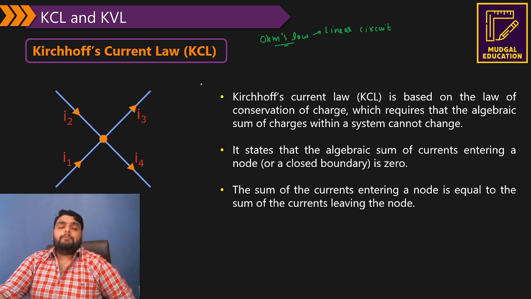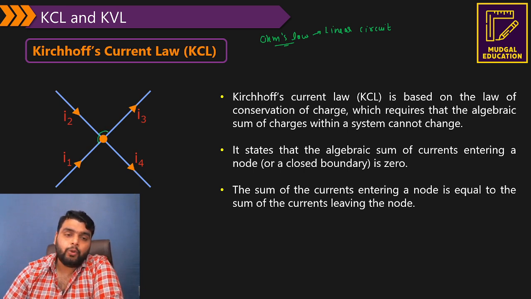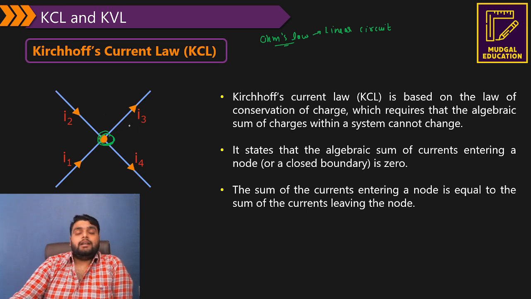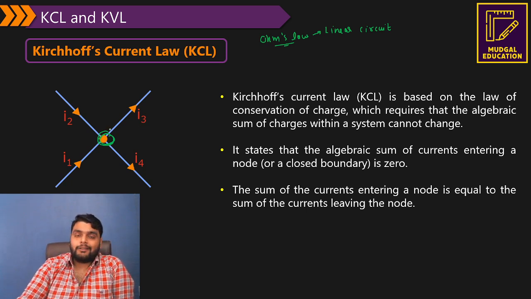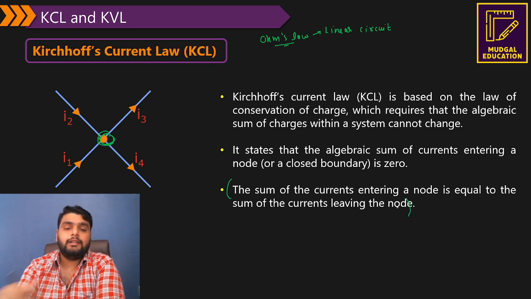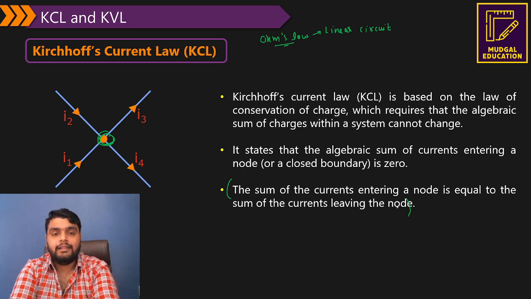Now KCL, simple, everybody knows this law. KCL means if you have a node, or I can say a junction, or you can also use it on a simple node, that's totally up to you. For any node, you can see a number of branches connected to it, so there will be current flowing through those branches. The simple definition of KCL is: sum of the current entering a node is equal to the sum of the current leaving the node.